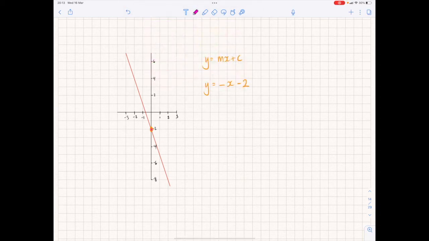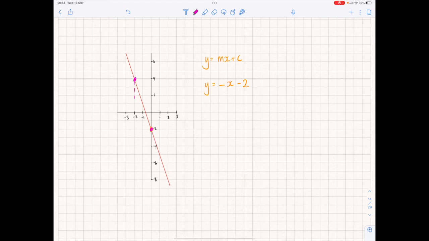Let's choose another point. So I've chosen that point there. If I follow my way along this line, I can see that point there crosses again. I can see this point here crosses, and I can see up here it crosses. So I can choose any one of those points. I'm going to choose this point here and this point here to work with.